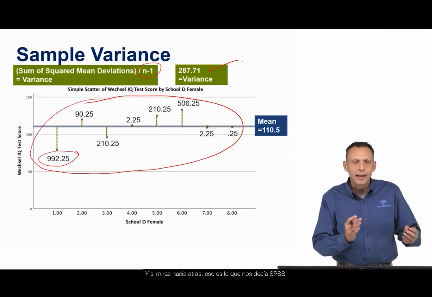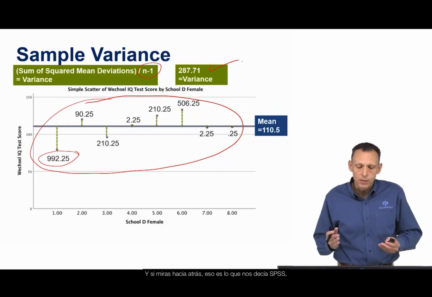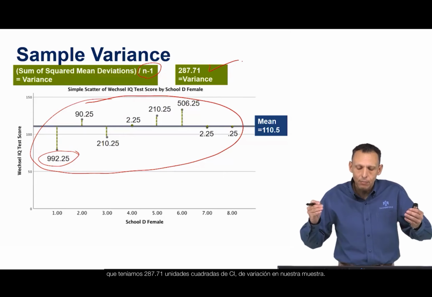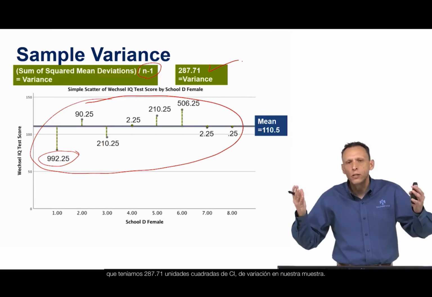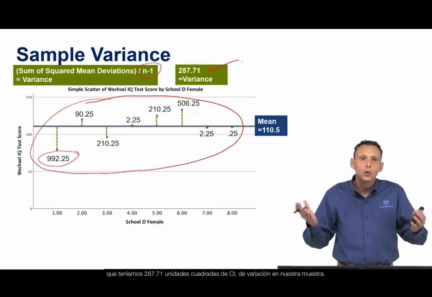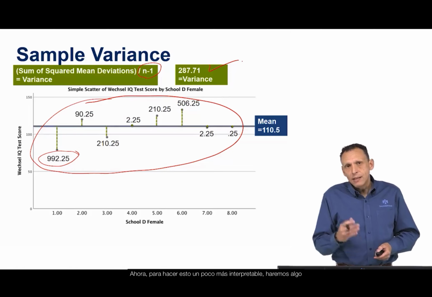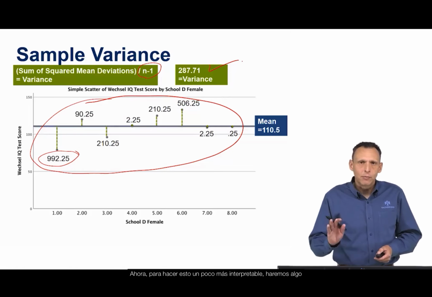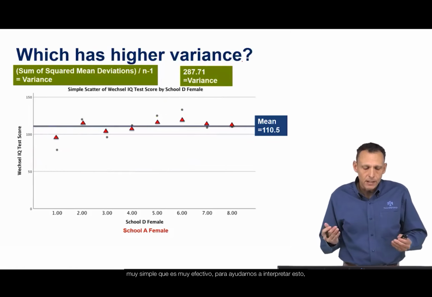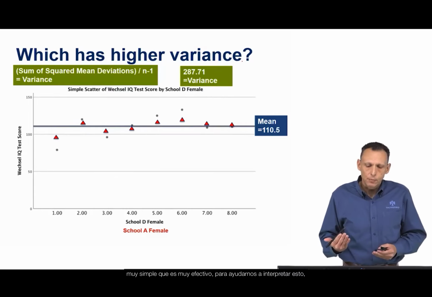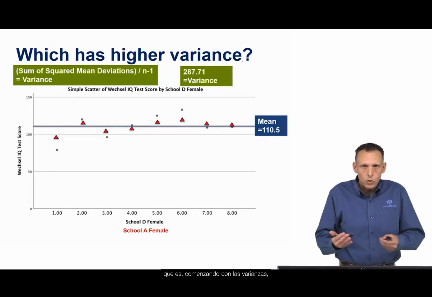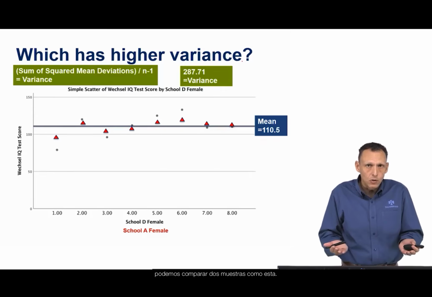And if you look back, that's what SPSS was telling us, is that we had 287.71 squared units of IQ variation in our sample. Now, to make this a little bit more interpretable, we do something very simple that's very effective to help us interpret this, which is starting with the variances. We can compare two samples like this.